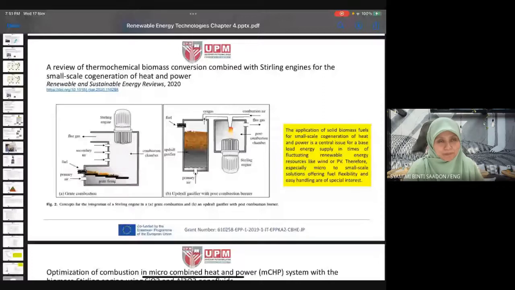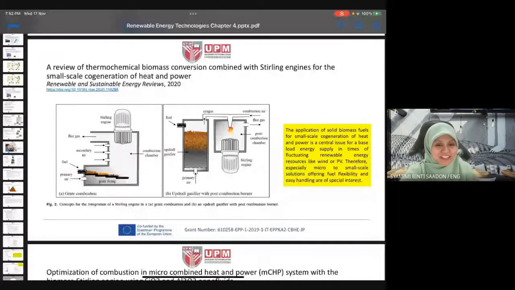So of course there are pros and cons, but the benefit, the advantage, is that the external heat source tak semestinya daripada dalam enjin tu lah. Maknanya dia boleh guna asalkan ada different of heat exchange daripada luar, enjin tu boleh start to run.